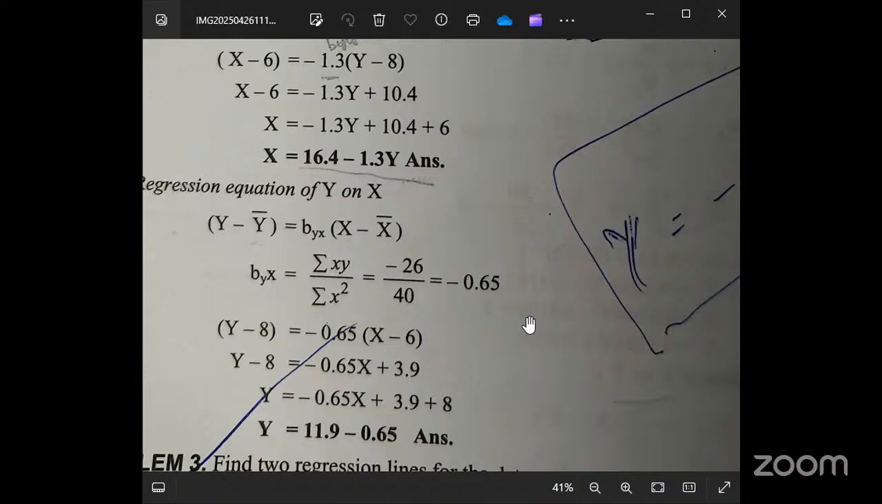Y bar is 8 and x bar is 6. So y minus 8 equals minus 0.65 into x minus 6. Simplifying, y minus 8 equals minus 0.65x plus 3.9. So y equals minus 0.65x plus 3.9 plus 8, which comes to y equals 11.9 minus 0.65x. This is the equation for y on x.